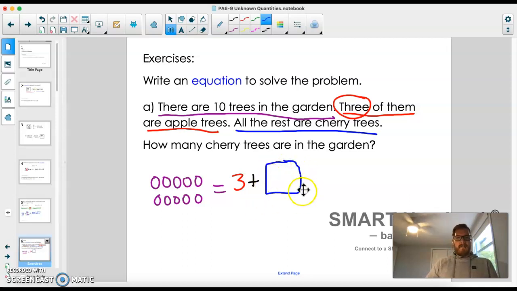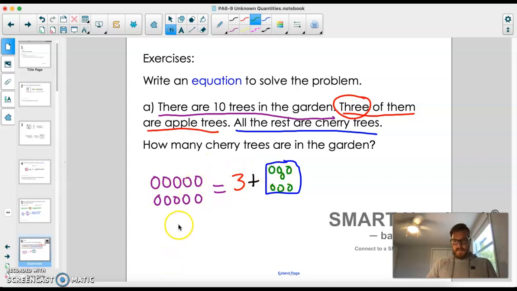So that would be my box, right? So 10 trees in the garden is equal to 3 apple trees plus some number of cherry trees. To solve that, we know that we would need 7 cherry trees to make that equation true. And so that's how we could write an equation to solve this problem. Now, this is actually a diagram.